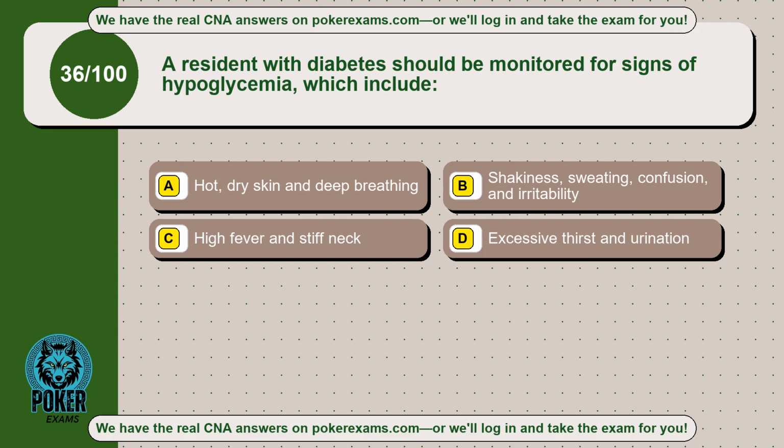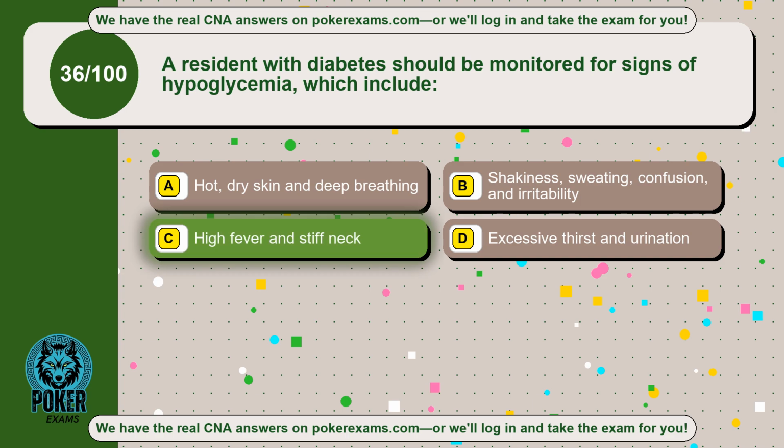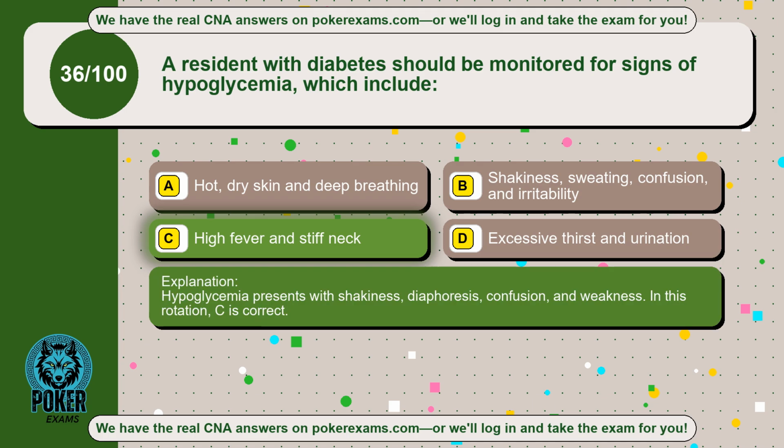Question 36. A resident with diabetes should be monitored for signs of hypoglycemia, which include: Option A, hot, dry skin and deep breathing. Option B, shakiness, sweating, confusion, and irritability. Option C, high fever and stiff neck. Option D, excessive thirst and urination. The correct answer is option C, high fever and stiff neck. Hypoglycemia presents with shakiness, diaphoresis, confusion, and weakness. In this rotation, C is correct.